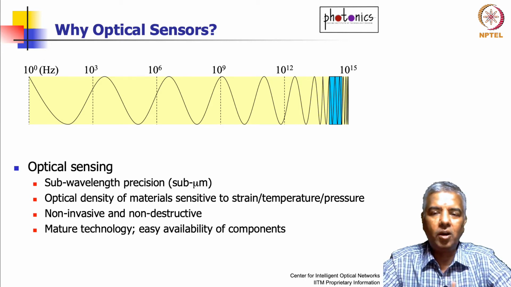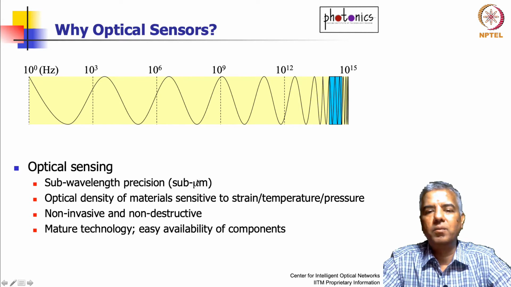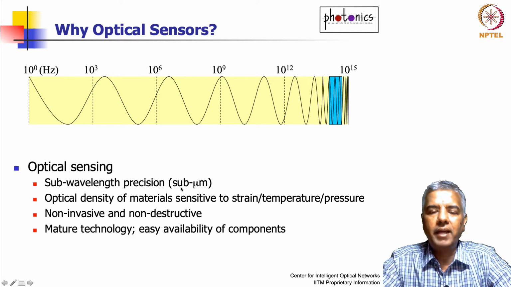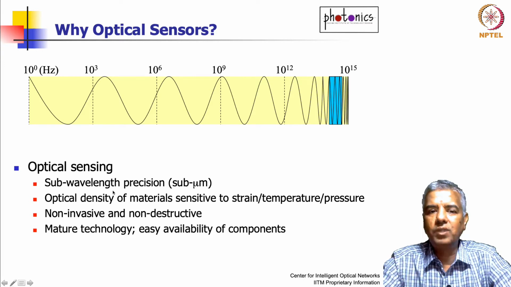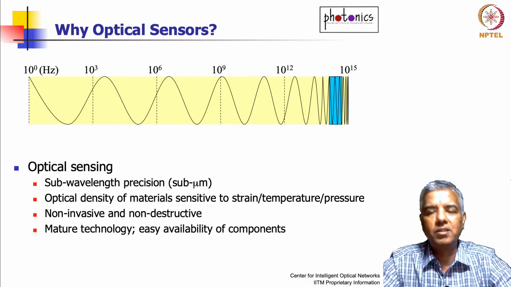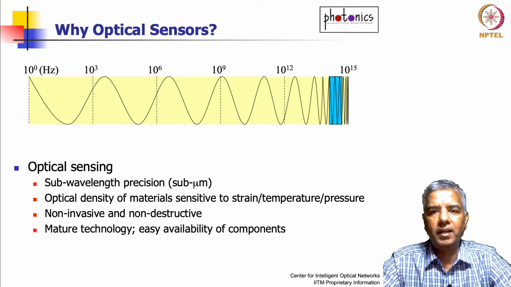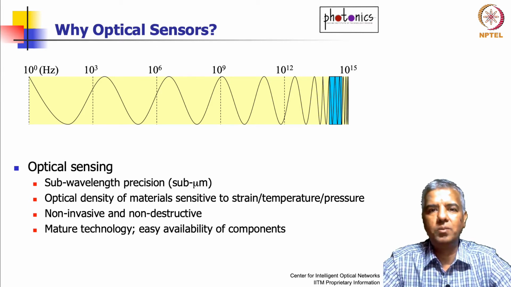Now, these optical frequencies are quite important from a sensing perspective also, because these optical frequencies correspond to wavelengths which are in the order of micrometers, right? And that sort of wavelength allows you to achieve sub-wavelength precision or sub-micron precision in this case with a lot of your optical sensors. And this is one of the things that we're going to actually look at in a little more detail as far as this course is concerned. You will find that there are several applications where we can achieve a very high level of precision with the measurement because of the use of optical frequencies.